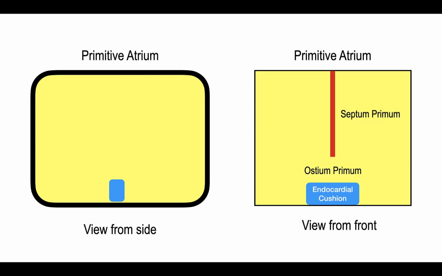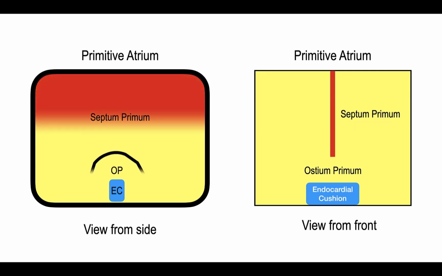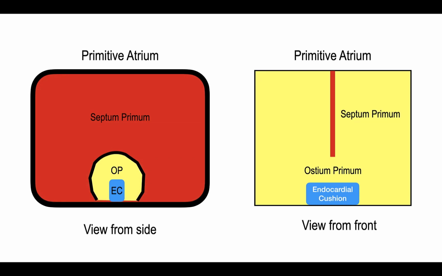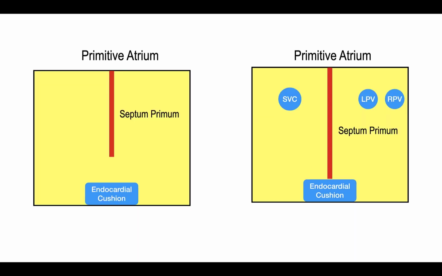However, it does not completely fuse with the endocardial cushions, and there remains an opening between the left and the right side, referred to as the ostium primum. When seen from the side, as opposed to the front that is on the right side, it appears as a septum that separates the right from the left side, with an ostium primum intervening between the edges of the septum primum and the endocardial cushions. Primitive atrium in the intrauterine life is a busy place.